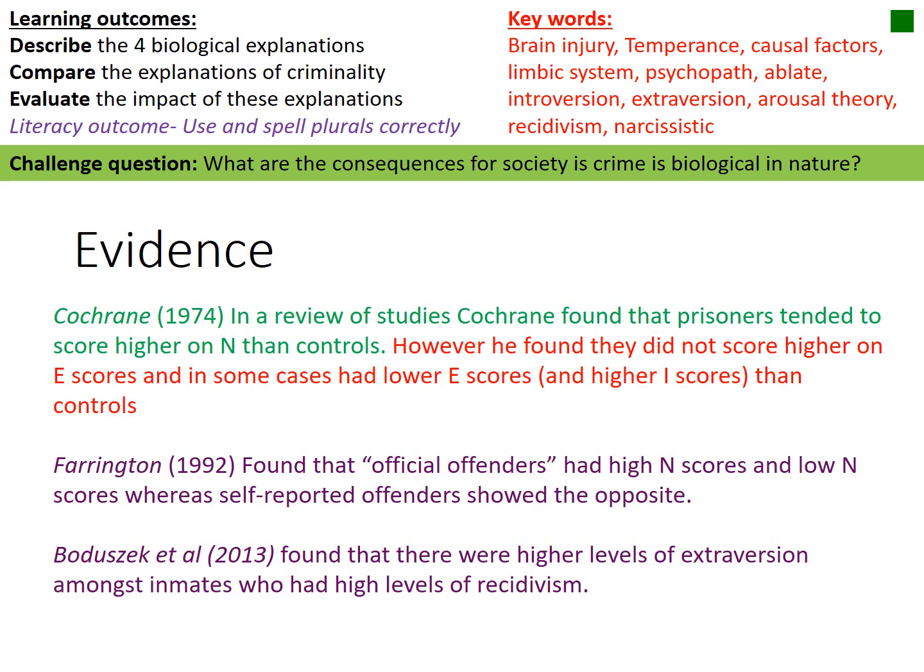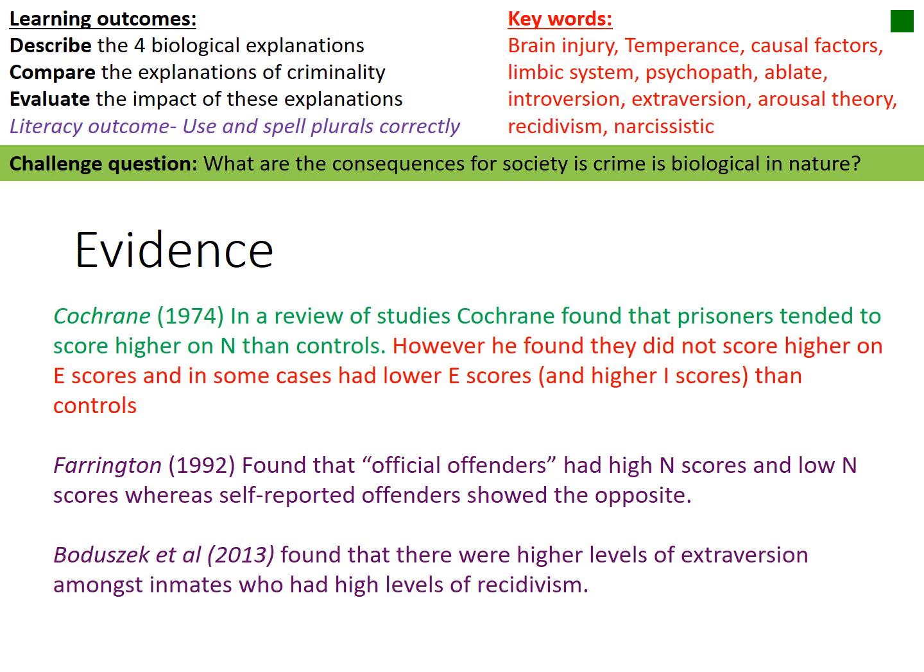Now, evidence to support this. We've got Cochrane, who did a review of studies and found that prisoners did tend to have higher neurotic scores than control groups. But he also found that they didn't necessarily score higher on the extrovert scores. And actually, in some cases, they might have had lower extrovert scores. Obviously, if you're lower on the extrovert scale, then you're higher on the introvert scale, and that might have been higher than the control. So Cochrane there is suggesting that it isn't this idea of E and N, it's just this idea of N.